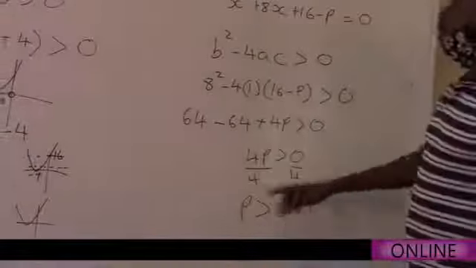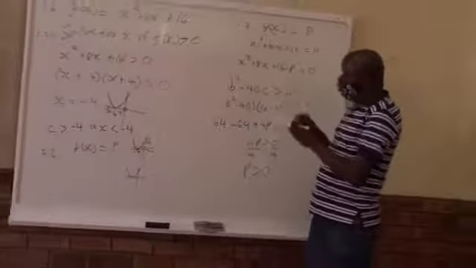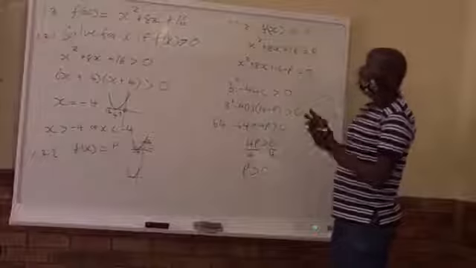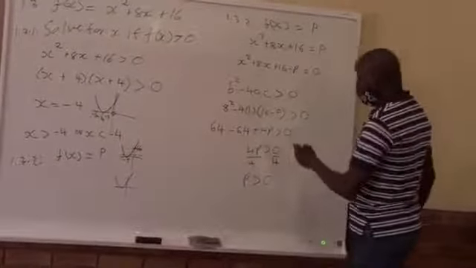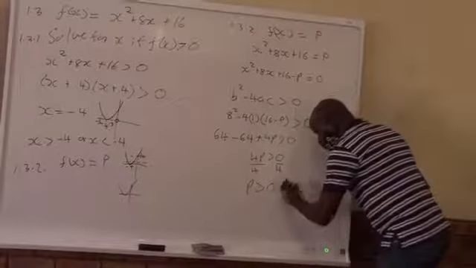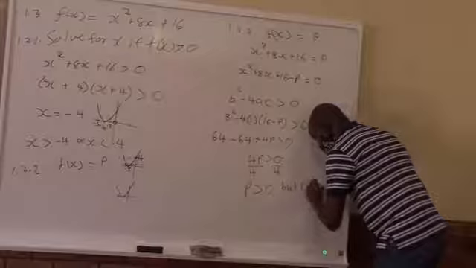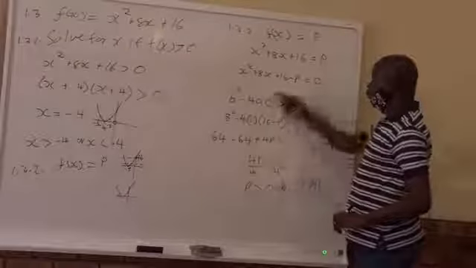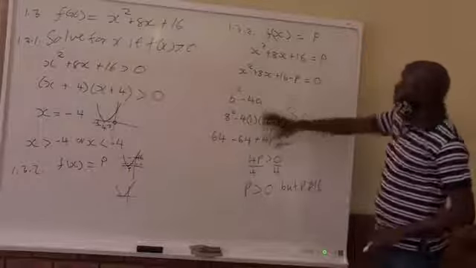But even though it has to be greater than 0, to limit it to two roots that are different and still negative, it cannot go beyond 0. Then we say p cannot be greater than 16. So that is the solution we are having for this one, for this nature of roots.